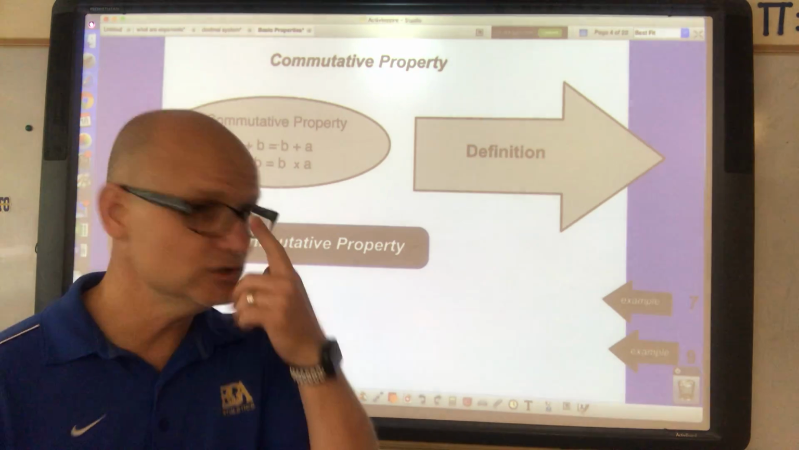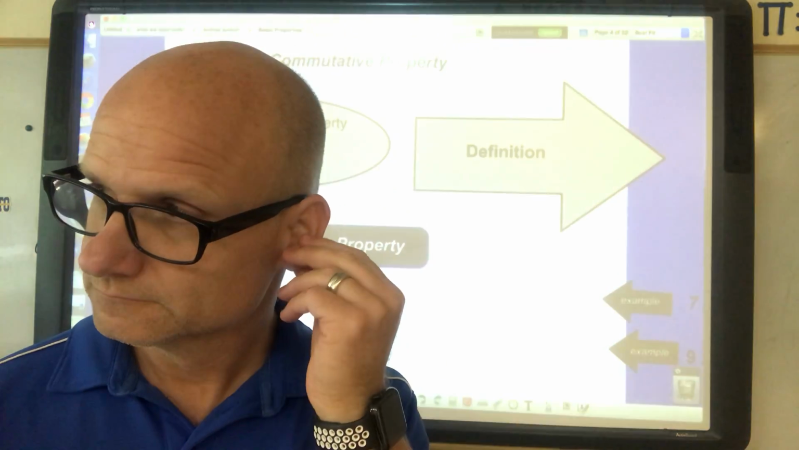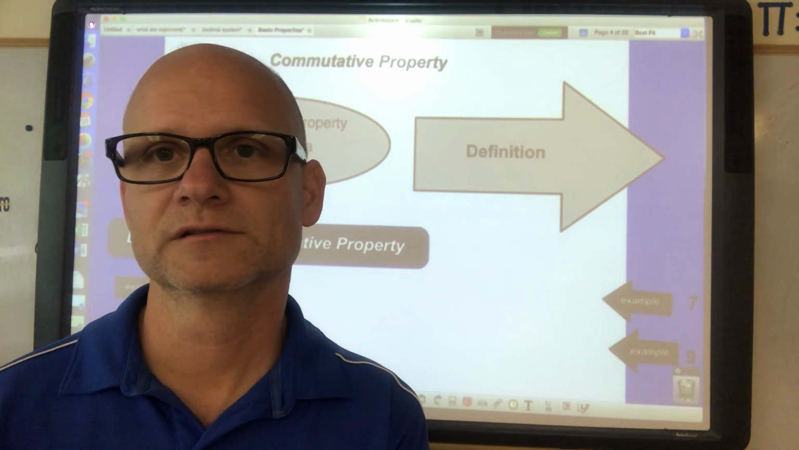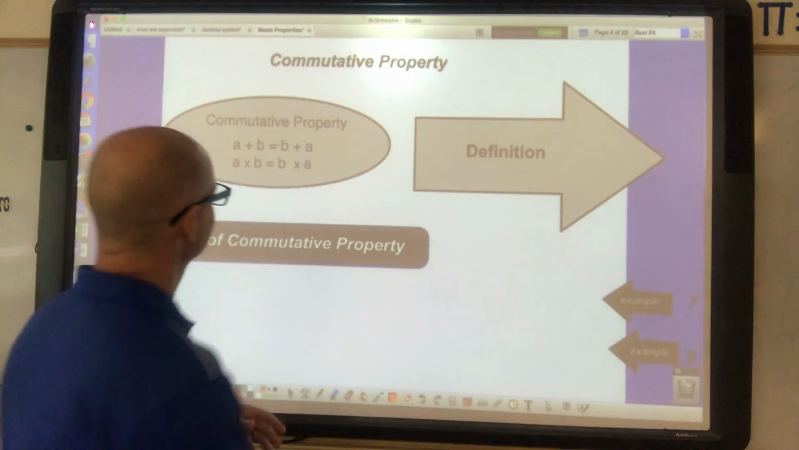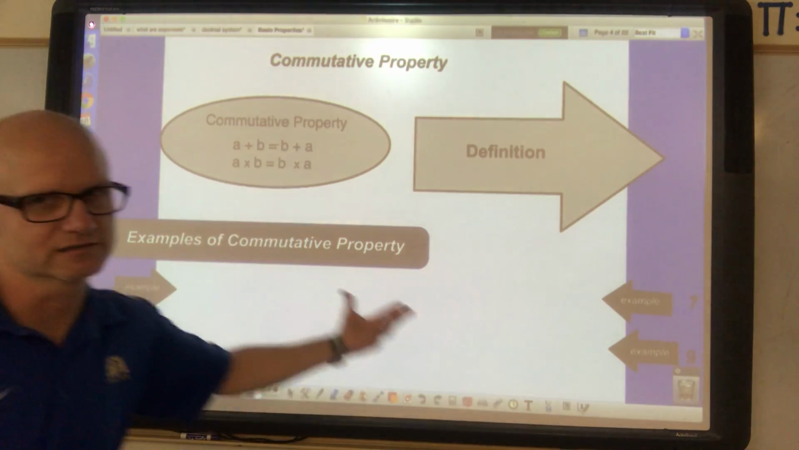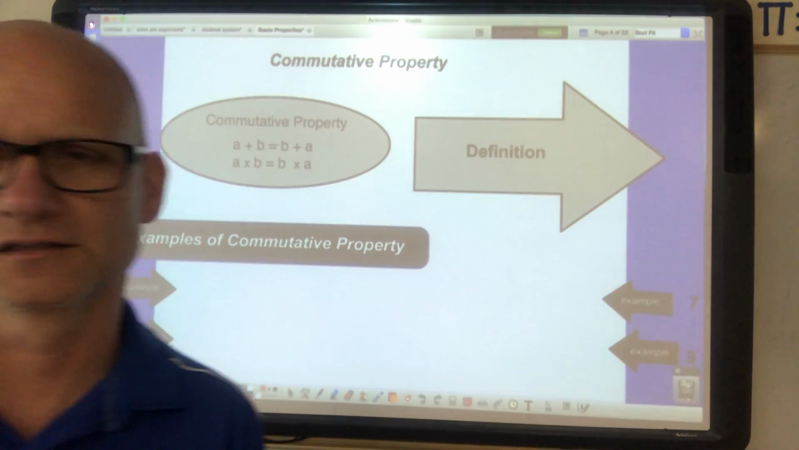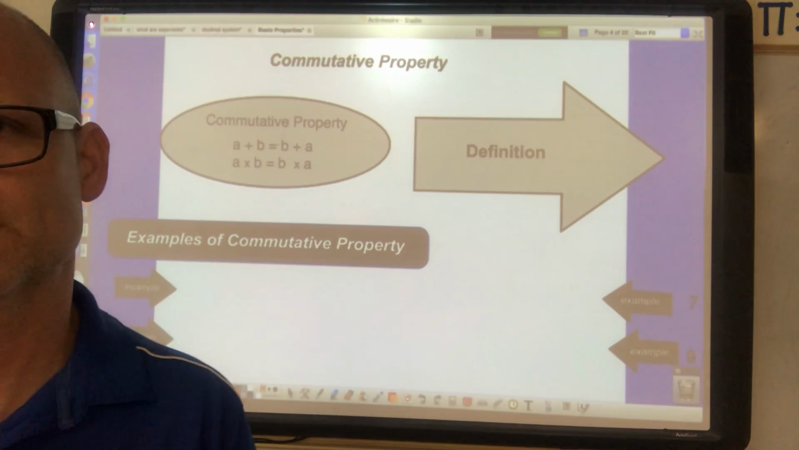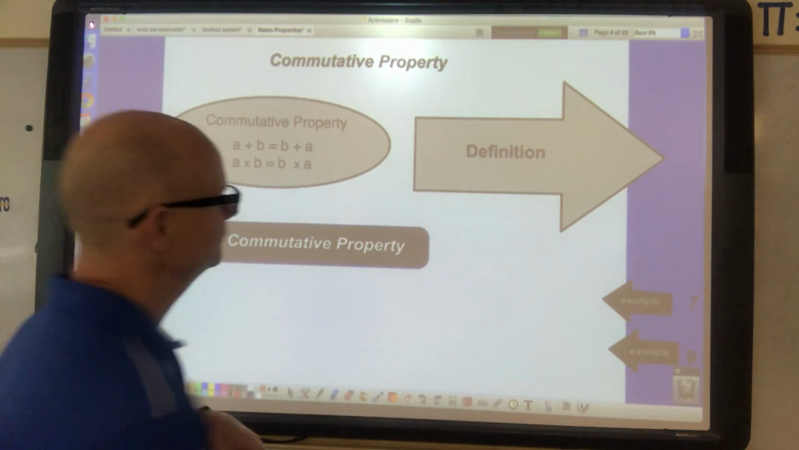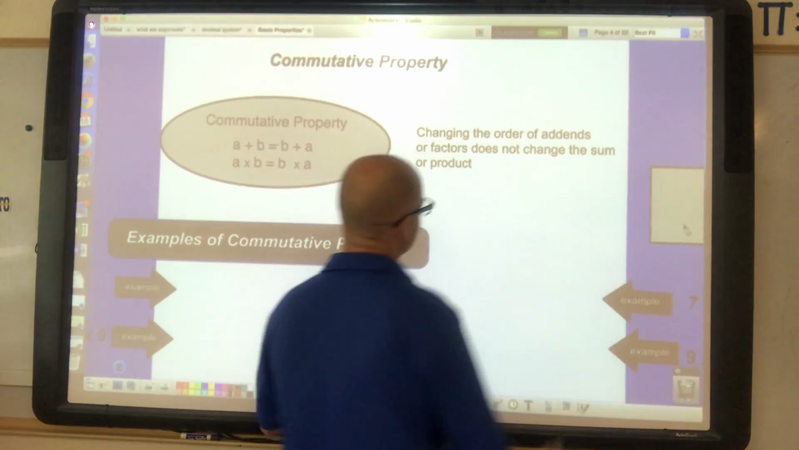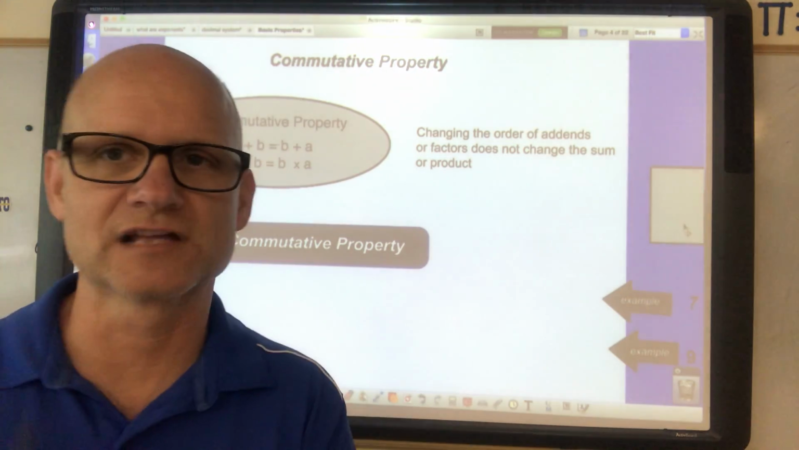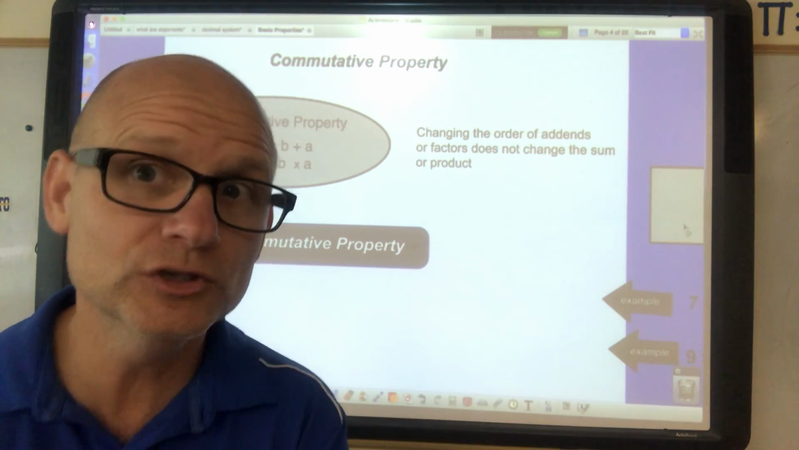Commutative property. Now, this one you've always known, right? When you look at the definition, it looks technical. A plus B equals B plus A, okay? Well, I think I get that. Or it says A times B equals B times A. Okay, I think I get that. And then the definition says changing the order of addends or factors does not change the sum. Okay, that kind of makes it a little more confusing.